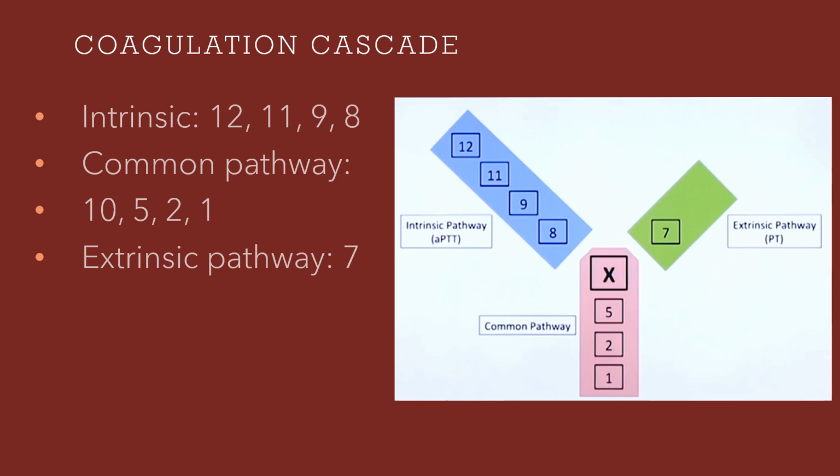We have 5, 2, and 1. So 4 factors in the intrinsic and common pathways. Intrinsic was 8, 9, 11, 12. Common is 1, 2, 5, 10. And then on the extrinsic pathway, we just have factor 7. For the intrinsic pathway, 8, 9, 11, 12, we use PTT. For the extrinsic pathway, 7, we use PT.